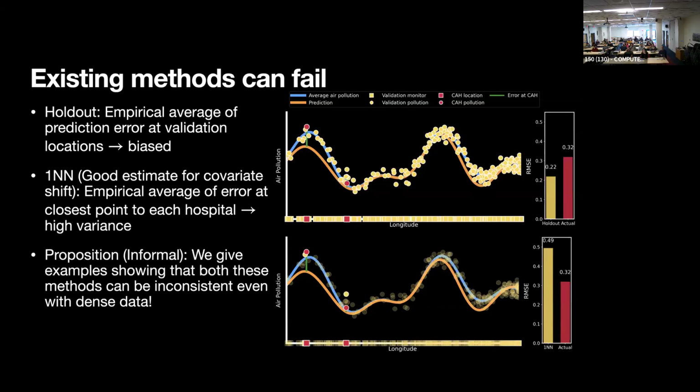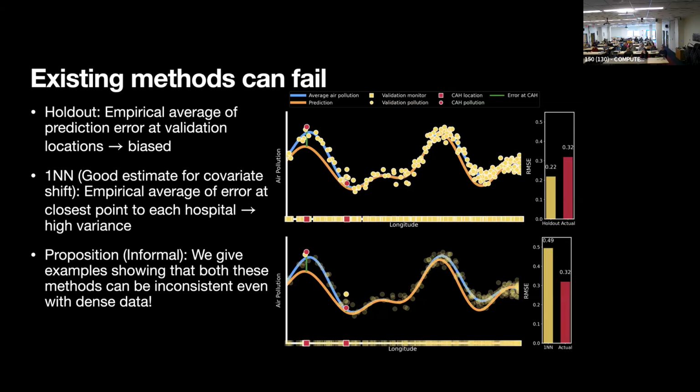And so, as an informal proposition, we give examples showing that both these methods, as well as a bunch of other approaches based on nearest neighbors ideas, can be inconsistent even as you have data that becomes dense. So even as this monitoring data becomes dense spatially.